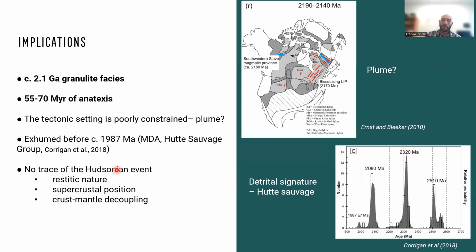And we think it's due to a couple of different things. First, the restitic nature. So that granulite facies metamorphism that was dated at 2.1 produced really restitic rocks. So it's really hard to then remetamorphose restitic rocks. It was likely positioned in a supracrustal position. So maybe there was a decoupling between the crust and the mantle, and during the Trans-Hudson orogeny, that block just acted as a tiny block on top of the system.